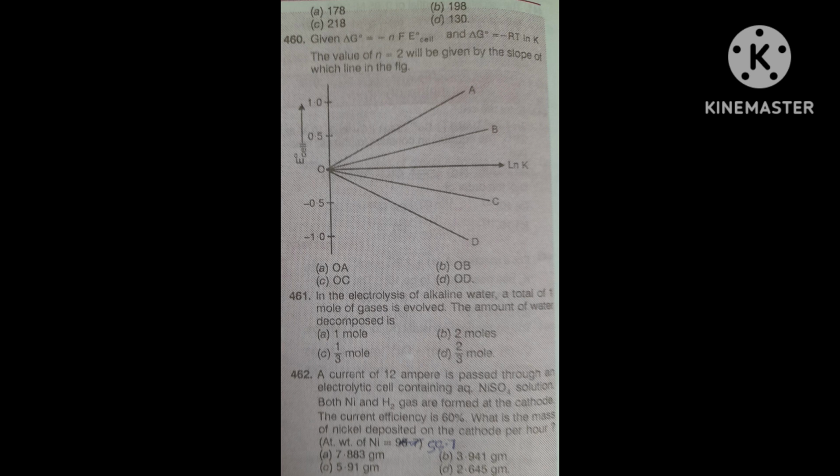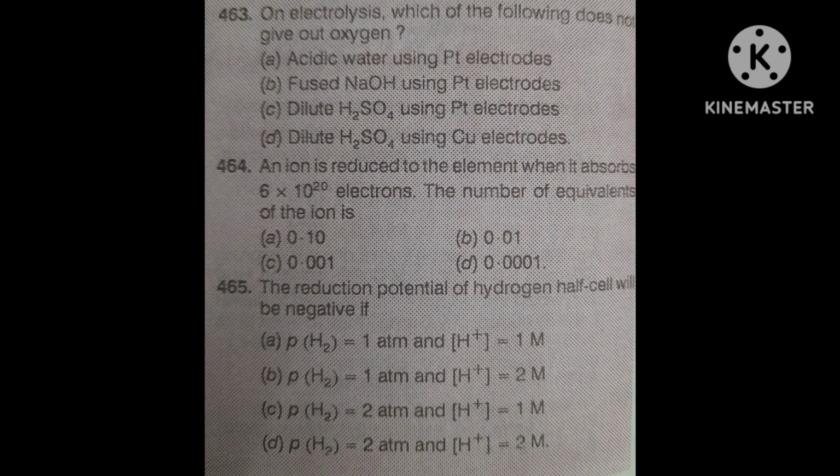Actually, 1 electron means 1 faraday. Then 2 electrons means 2 into 96,500 coulomb. It means 2 into 96,500 coulomb will deposit 58.7 gram of nickel. It is given as the atomic mass. Then for 43,200 coulomb.